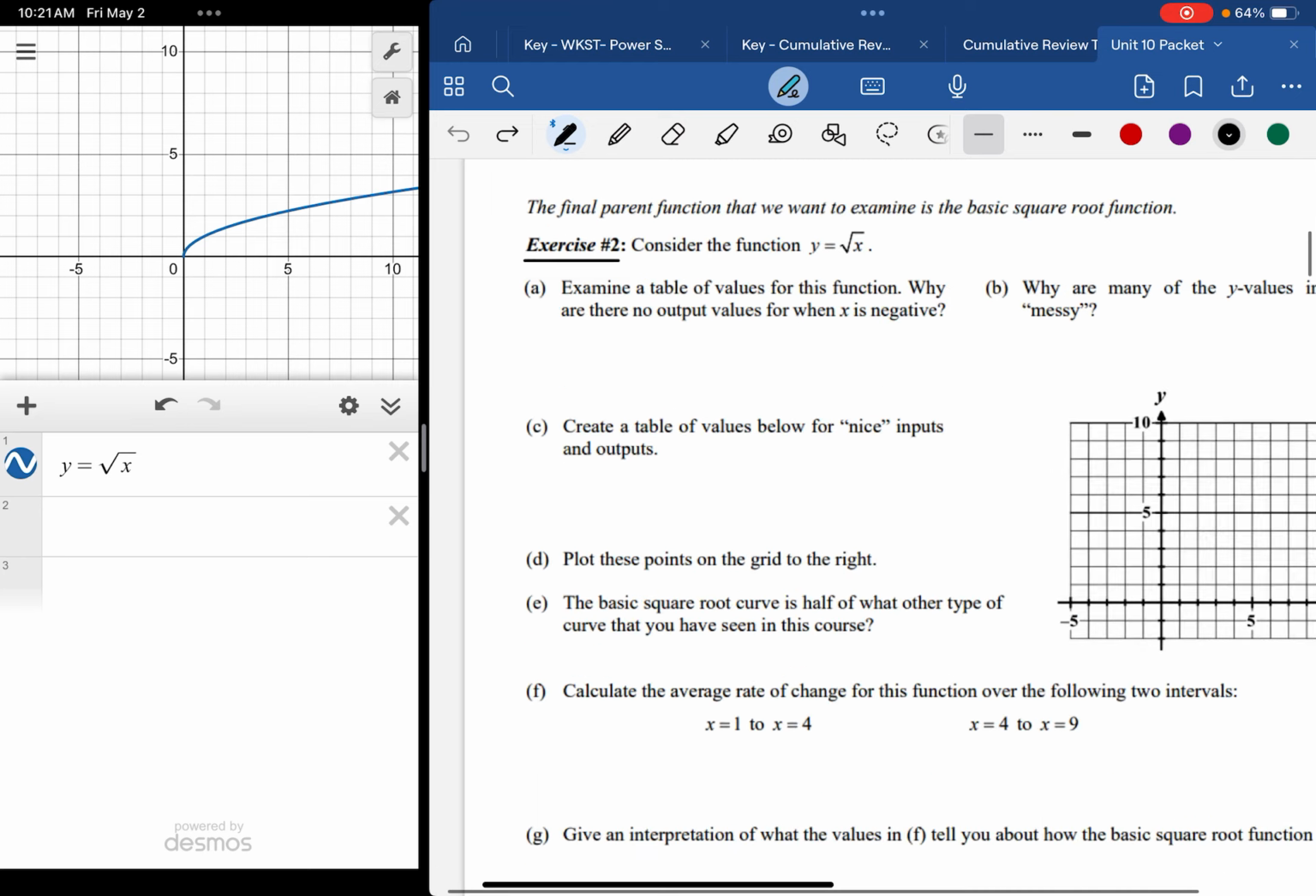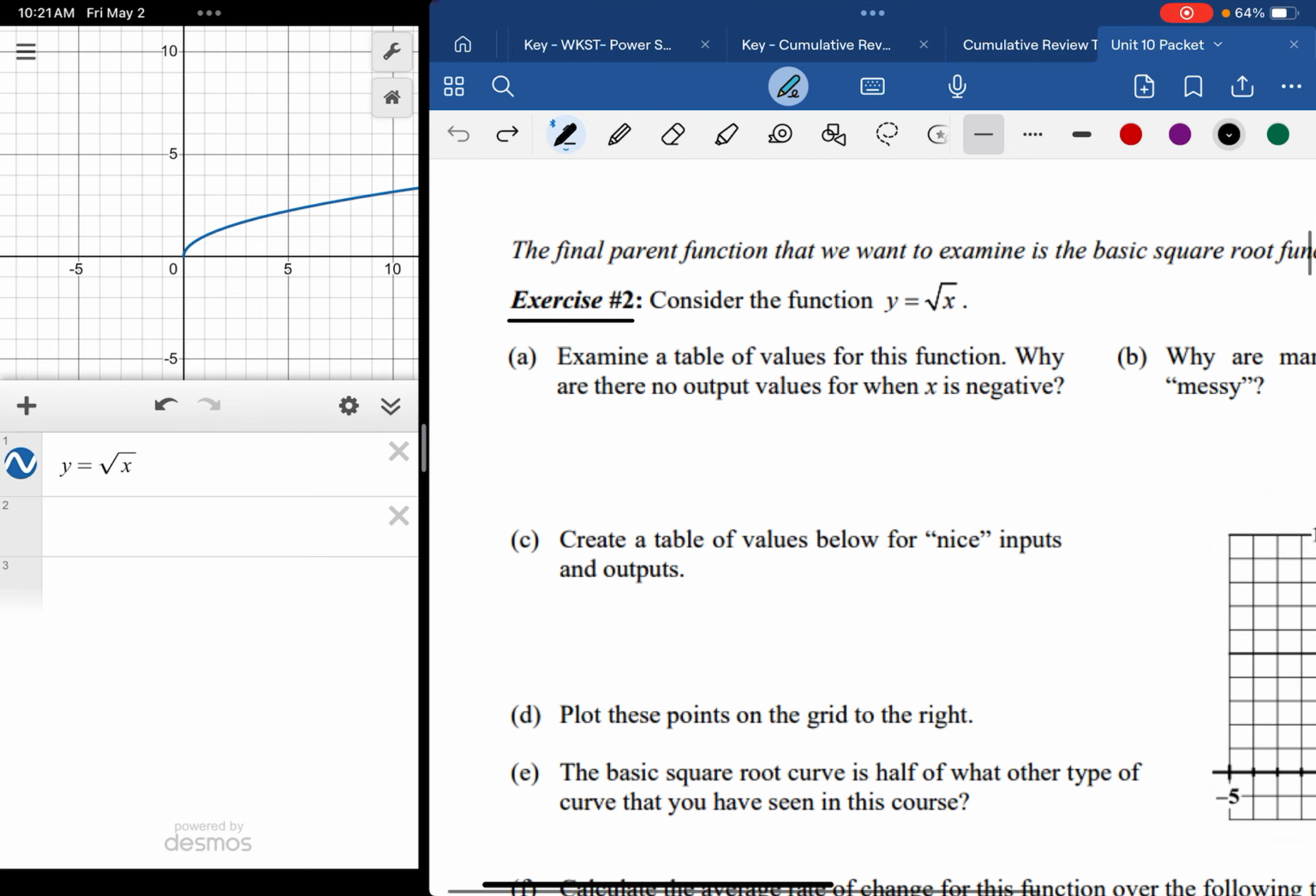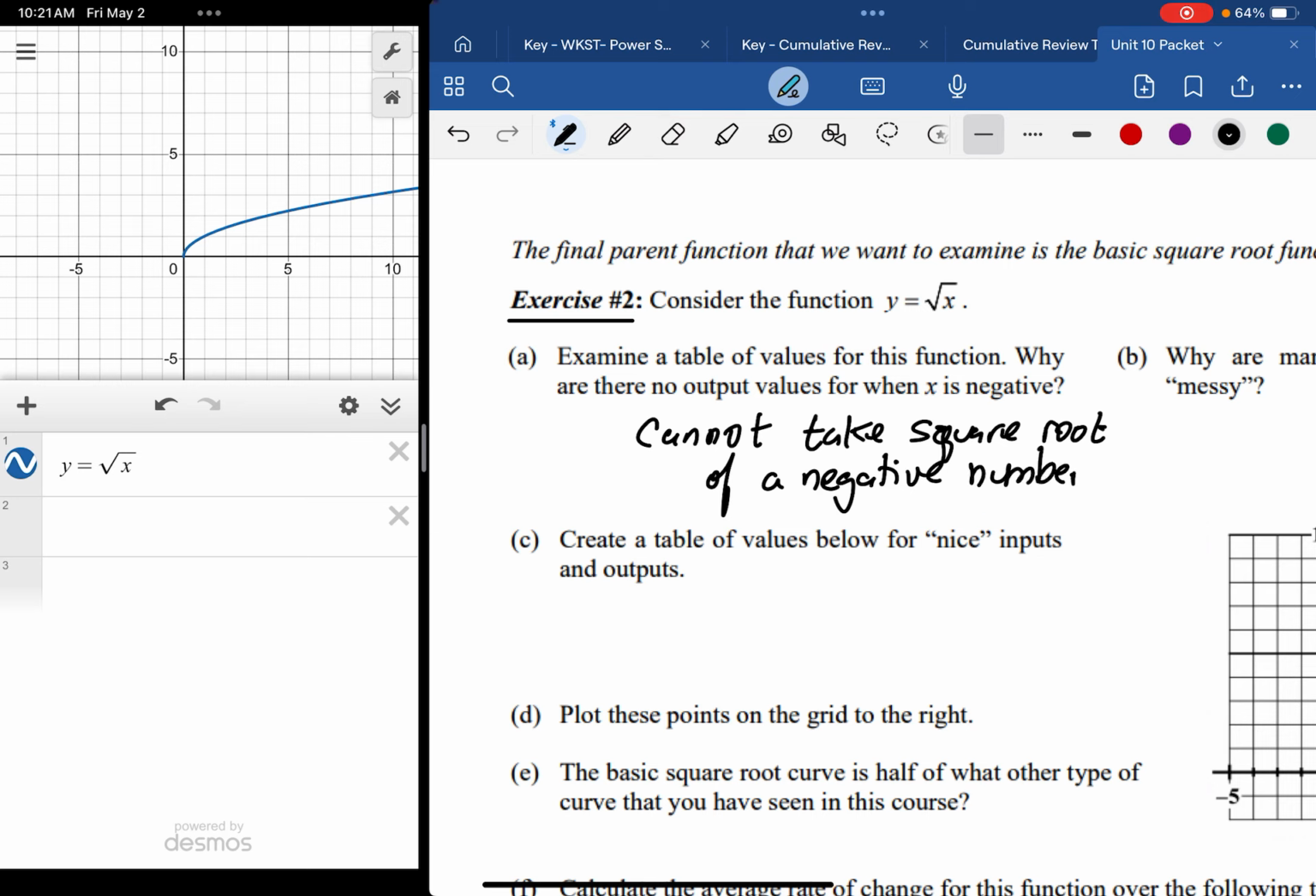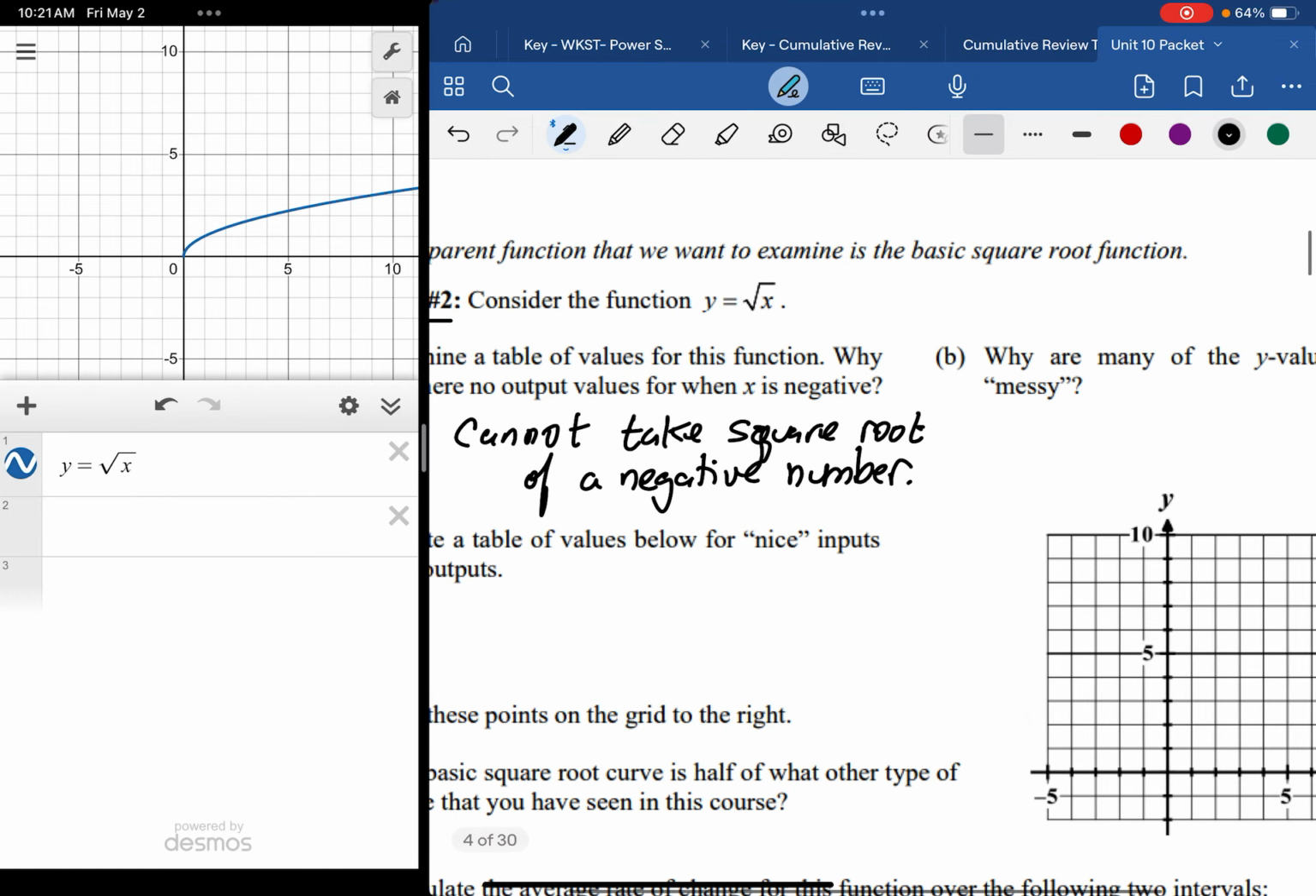All right, so there are no output values for when x is negative because you cannot take the square root of a negative number. Down the line, you'll learn why that's the case, but for now, we just kind of accept it as a rule.